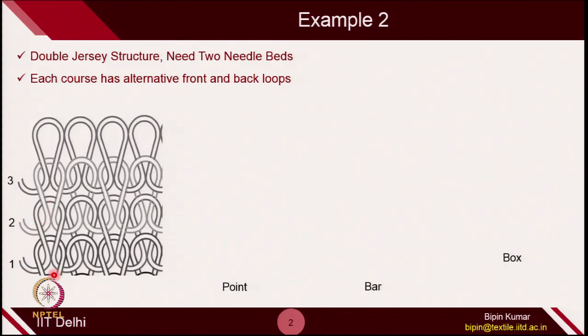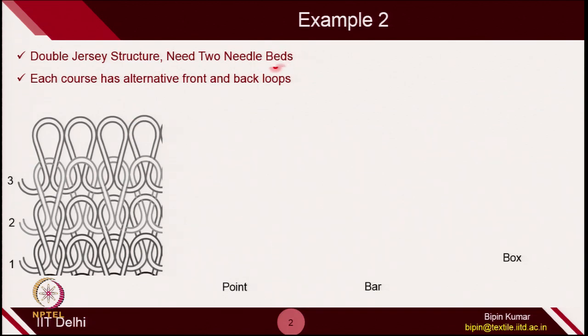If you carefully see, this loop is going on the front side and the next loop is going on the back side, and then the third loop in the course is going on the front side and the fourth loop is going on the back side. So, this is naturally a rib structure where alternating loops are technical front and back along a course. Once you have technical back and front on a surface, such a fabric can only be created on a double bed machine.